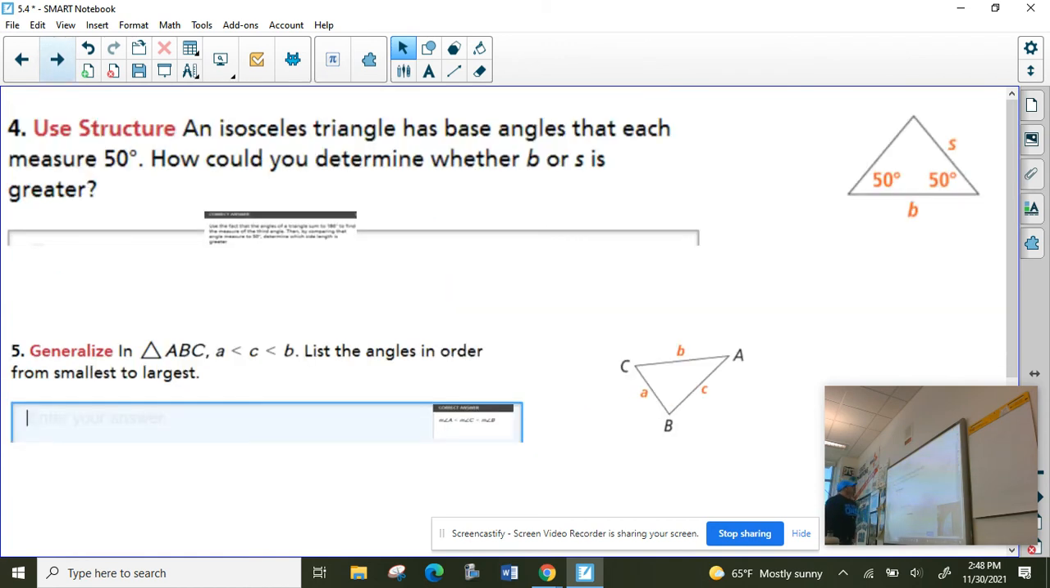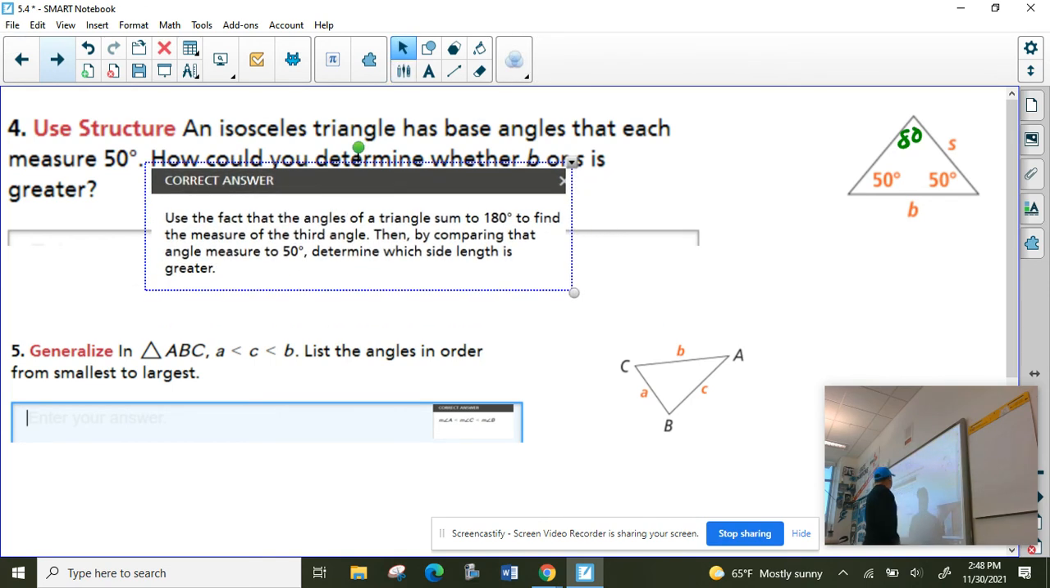All right. An isosceles triangle has base angles that each measure 50. How could you determine whether B or the S is bigger? Well, you'd have to figure out what this angle over here is. 50 plus 50 is 100. 100 from 180 is 80. So that's 80. What side would be bigger? Would be the B. Okay?